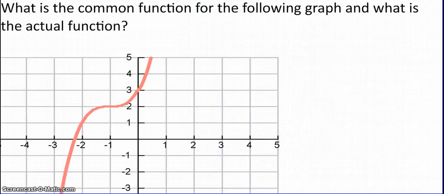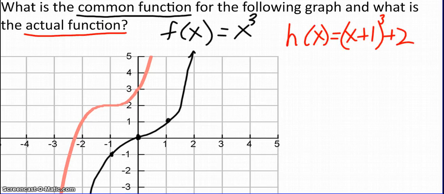Okay, for our last example here, I want you to copy down this picture and then write down what is the common function, and then for this particular graph, what is the actual function. So pause the video and do that. Okay, so hopefully you figured out that f of x, being the common function, was x cubed, and then the actual function here, what I'm calling h of x, is the quantity x plus 1 cubed plus 2. So what happened? Well, we shifted left 1 and up 2. Or we had a horizontal shift left and a vertical shift up.